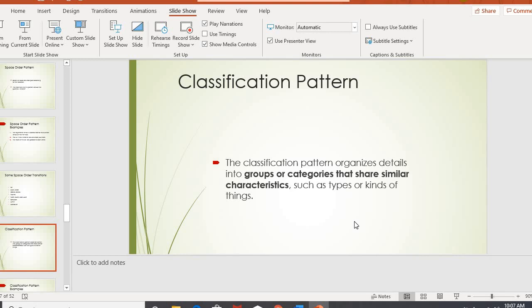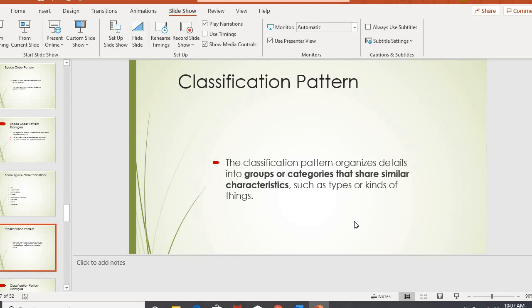Okay, our next pattern is classification. This one may be not as familiar. Classification is when you have a really large topic, and because it's kind of large or confusing, you break it down into categories. So you break it down so that you can see like the characteristics, the kinds, the groups.